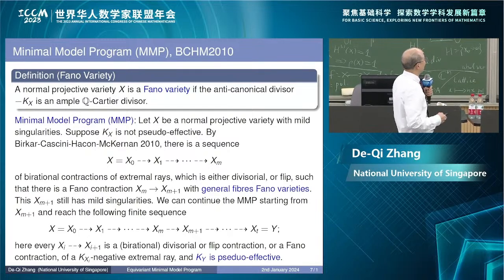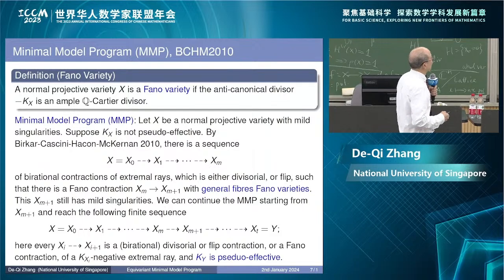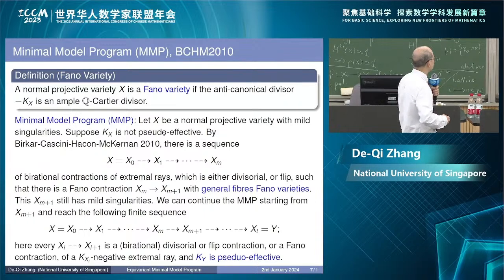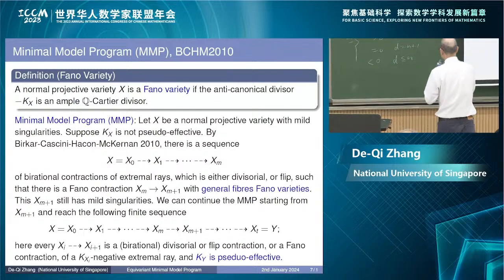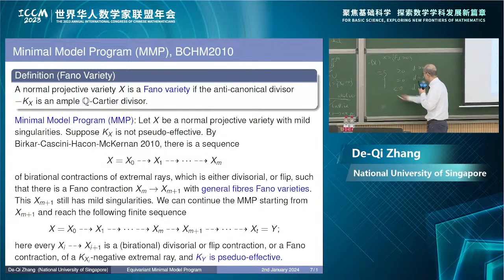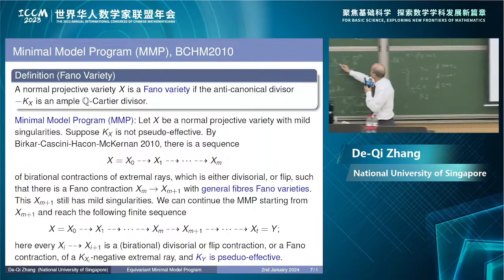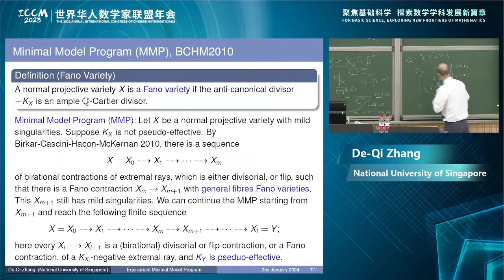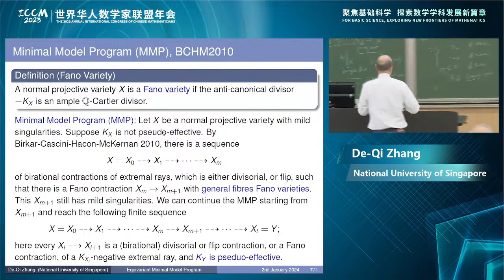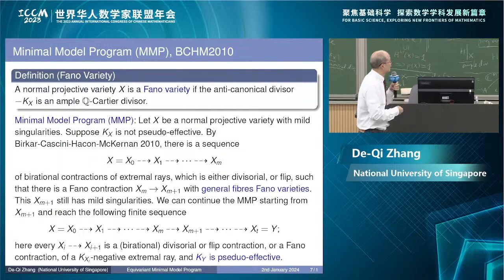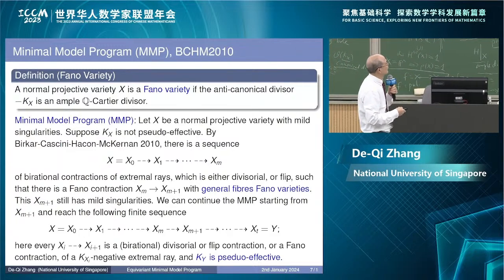So this is the definition. We call such an X with minus K ample a Fano variety. You can see that this is the case where your X is a Fano variety. In the hyperplane case, if the degree is small, then it's a Fano variety. So that's the definition.